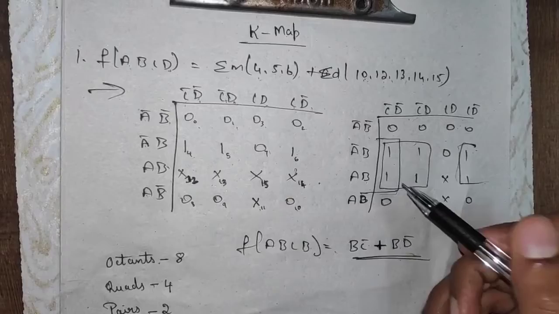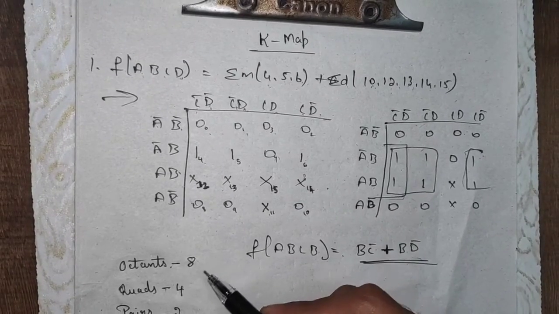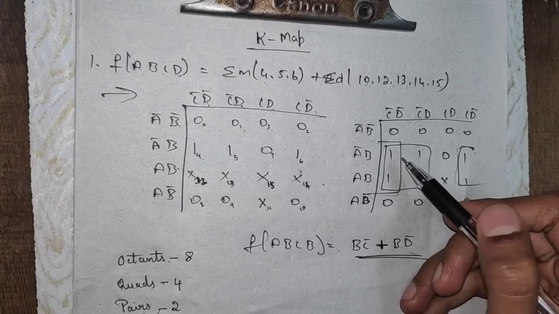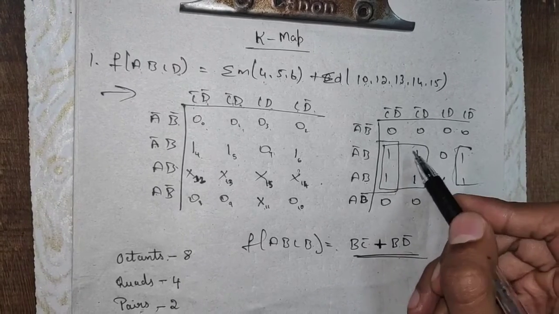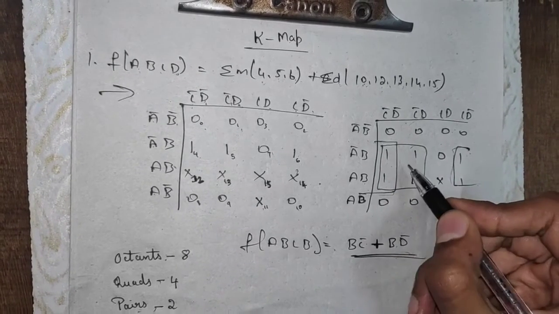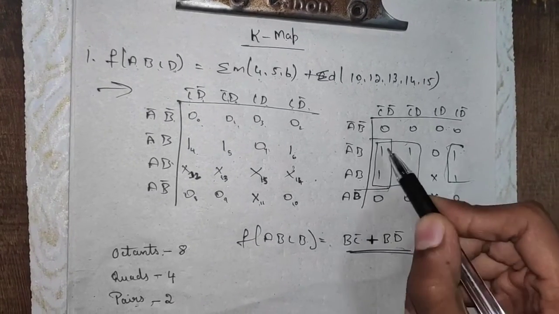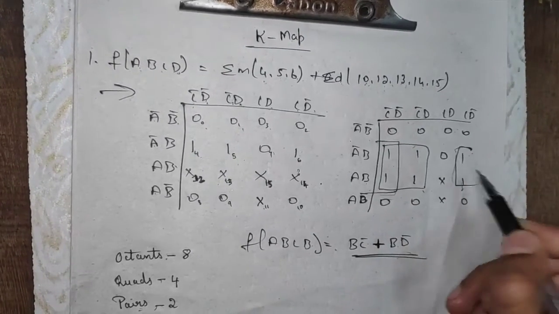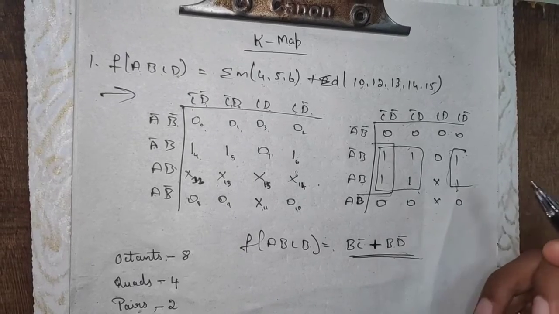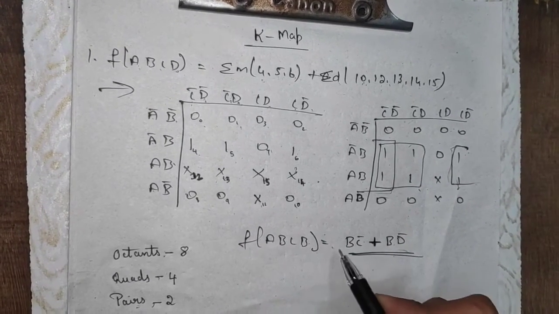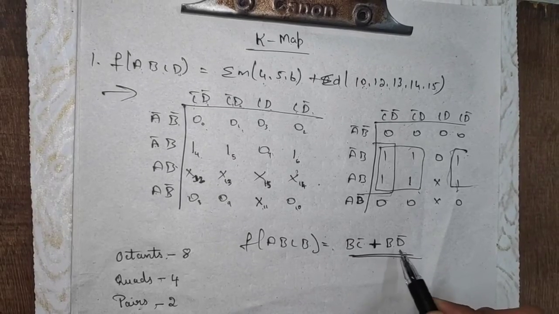So the next step is grouping. Under grouping we have 3 types, namely octants, quads and pairs. So we should see whether there are any octants available. As we can see, there are no octants, but we have 2 quads, namely this quad and these 2 pairs can be combined to form a quad. So the final expression is as follows. F of ABCD is equal to BC bar plus BD bar.